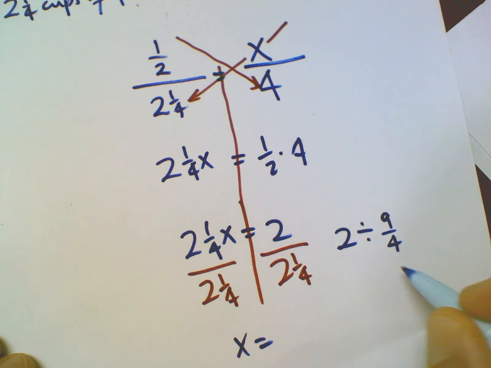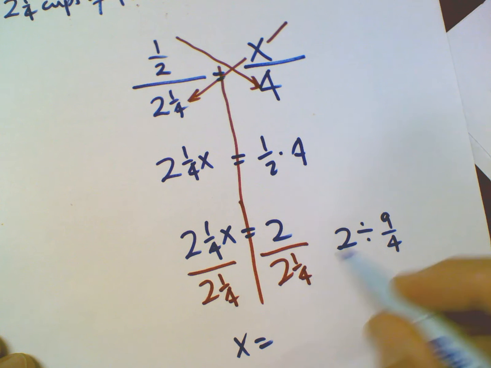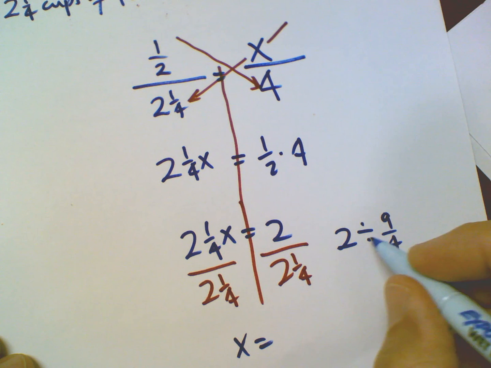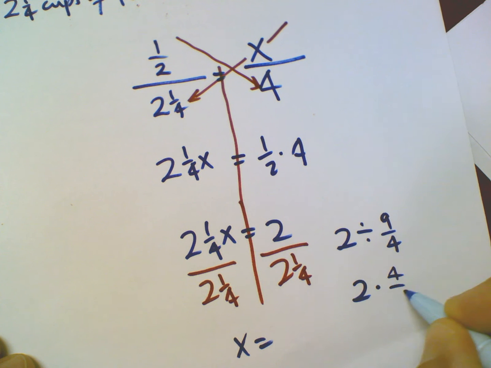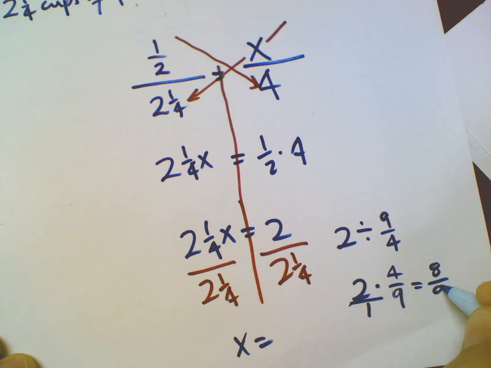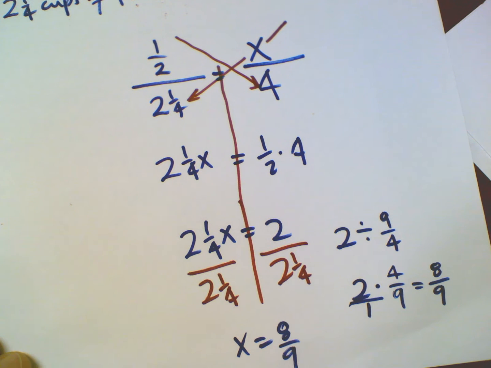Do you remember how to do that? 4 times 2 plus 1, right? 9/4. So 2 divided by 9/4. Remember, when we're dividing fractions, it's really multiplying by the reciprocal, the flip-flop. And when you multiply a whole number times a fraction, you put the whole number over 1, you can multiply straight across, and we get 8 ninths. So my answer is 8 ninths.